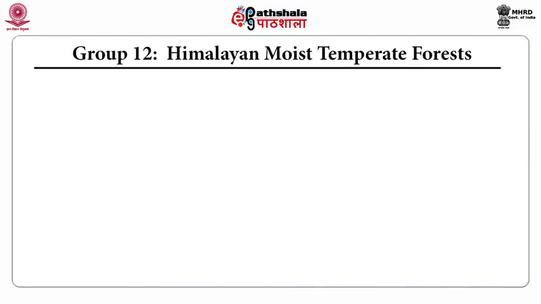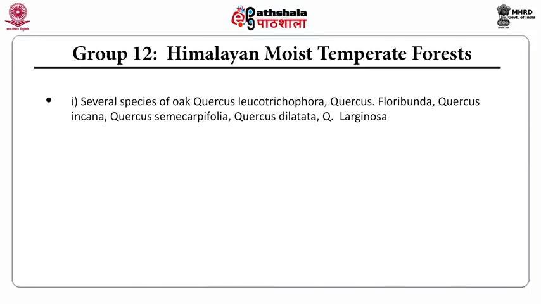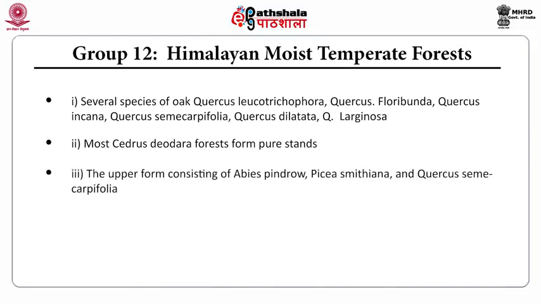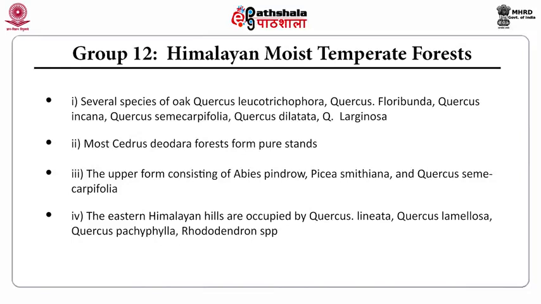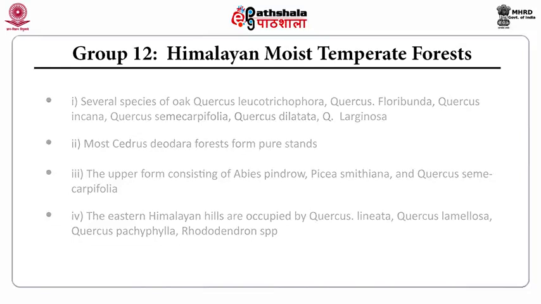So, we are continuing with the group 12. It is Himalayan moist temperate forest. There are several species of the oaks that are present in this forest. Most Cedrus deodara forests form pure stands. The upper form consists of Abies pindrow, Picea smithiana and Quercus semecarpifolia. The eastern Himalayan hills are occupied by several species of the Quercus and rhododendron species.